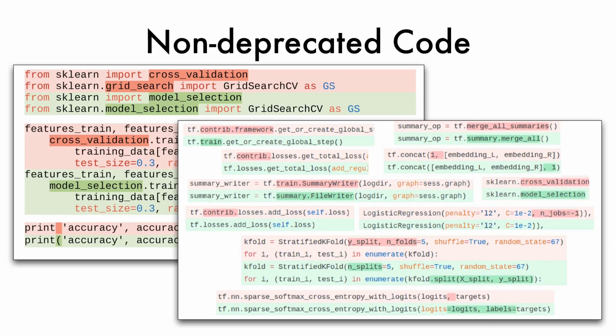The code also raised a few deprecation warnings. In particular, the cross-validation and grid search were moved to the model selection module. There was also some obsolete Python 2 code which needed to be updated to Python 3. I also updated the calls to the deprecated TensorFlow and scikit-learn functions.